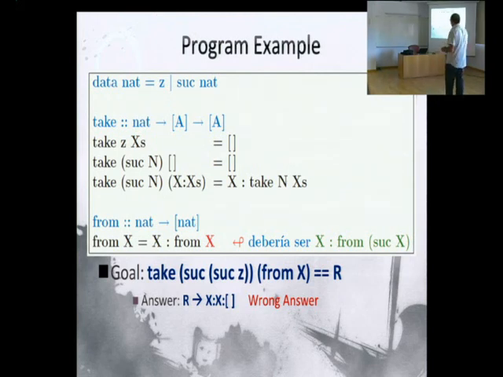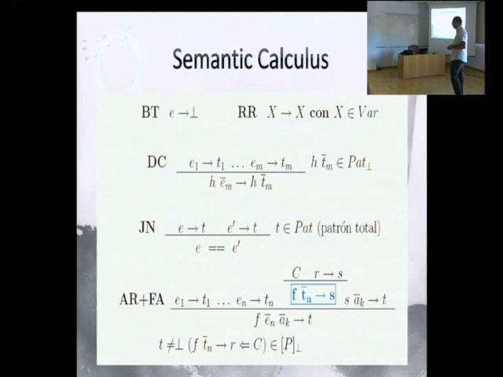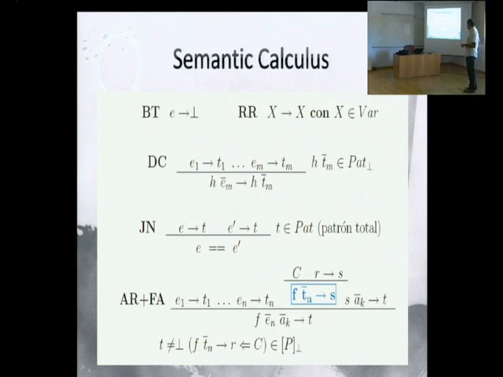Unfortunately, in our language, Toy, we have a semantic calculus. This is one. I will explain a little bit of the calculus. It's not necessary to understand everything. Here we have this symbol, bottom.